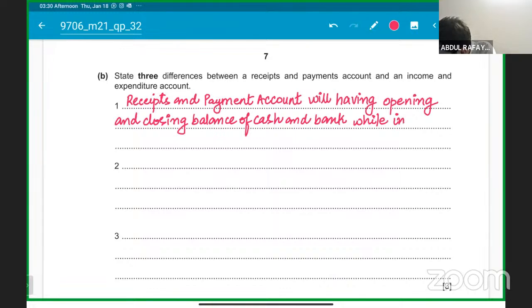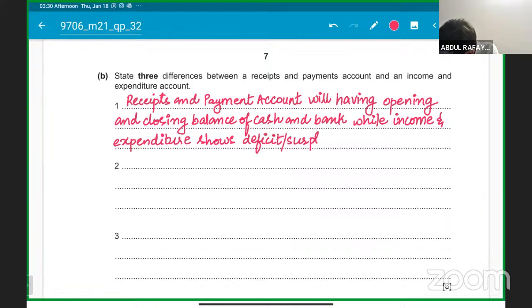While the income and expenditure account, what does it show? While the income and expenditure account shows the deficit or surplus for the year.